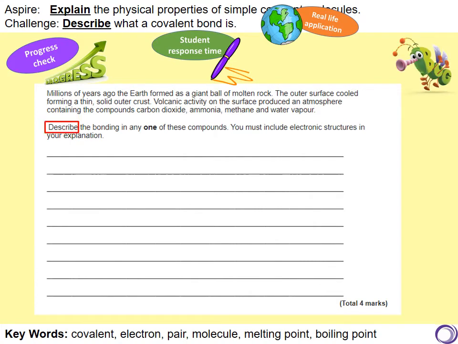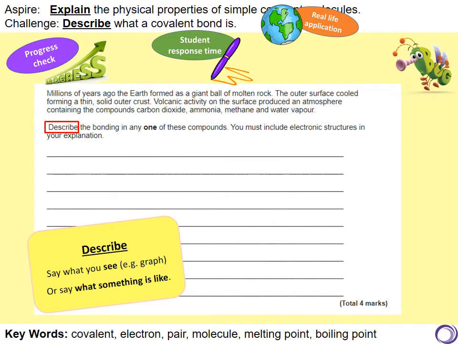If we debug the question, we can see it's a describe question, so we're going to say what something is like. The keyword is bonding, and they only want you to do it in one of the compounds. If we glance back over the question, those compounds are carbon dioxide, ammonia, methane and water. You must include electronic structures in your explanation. And it's a 4-mark question, so I'm going to give you 4 minutes to do it.